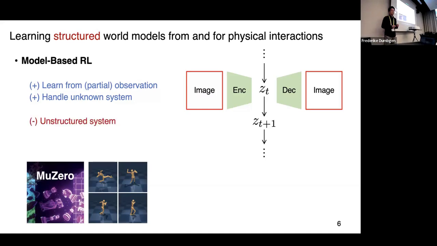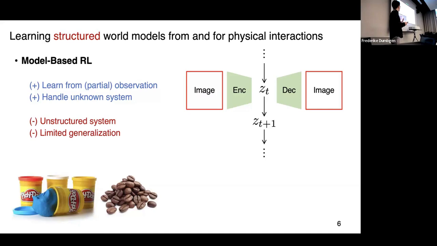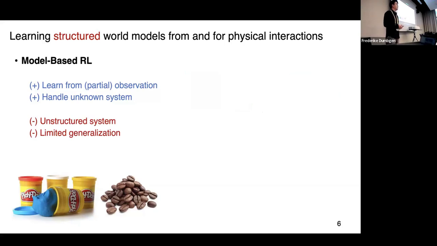But the challenge is that people typically think of Z as just one single latent vector, which is unstructured and limited in terms of generalization. For example, for objects like dough or granular objects, when humans look at them, we're not thinking of them as just one single latent vector. We have a good structured understanding of their internal components and try to imagine their internal interactions. Talking about structure, arguably the most structured way of modeling dynamics is based on physics.